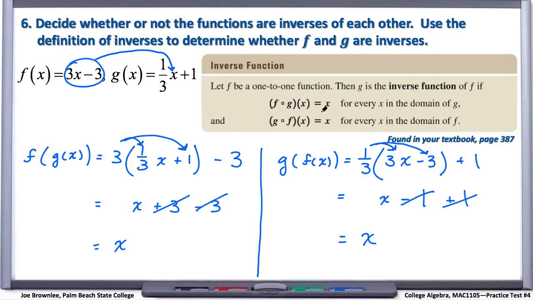Because we were able to get a single x when we did both of these composites, we do know that f and g are inverses. We verified it, we've confirmed it, and so there we go. We were able to get x from both compositions, and now we know. If, however, we weren't able to simplify down to x for both of these compositions, just like with number 5, then we know that f and g are not going to be inverses. But here at number 6, we have inverses.